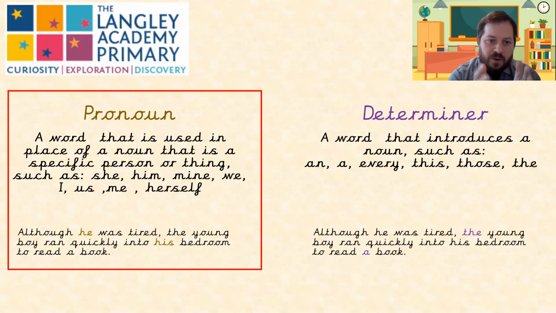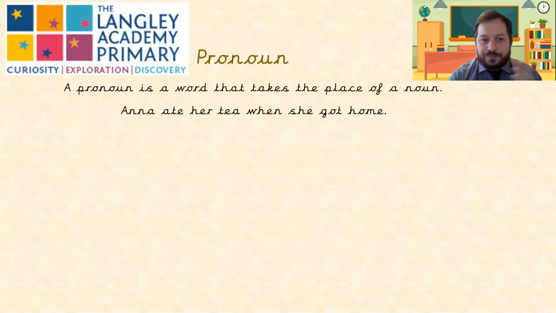So a pronoun is a word that's used instead of a noun. It's either to replace it or to replace a specific person or thing. So the pronoun is the word that takes the place of the noun. So in this sentence, Anna ate her tea when she got home, the noun is Anna, and the two pronouns that are used in this sentence are her and she.